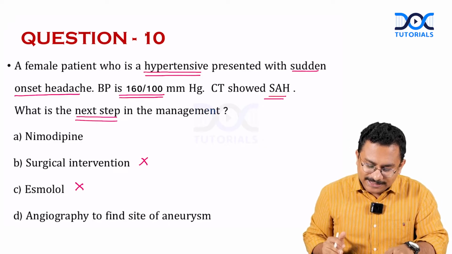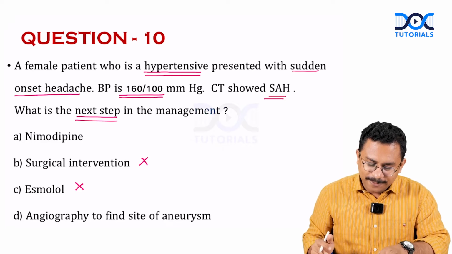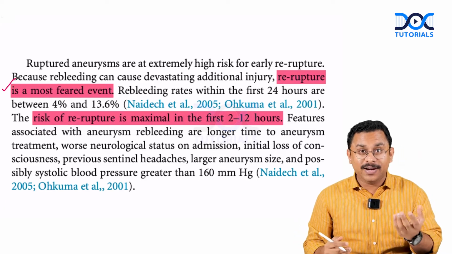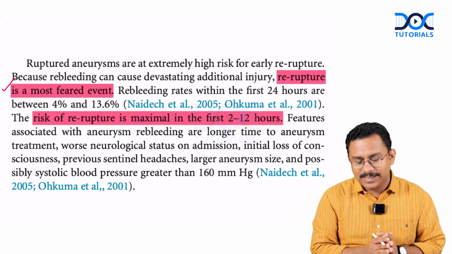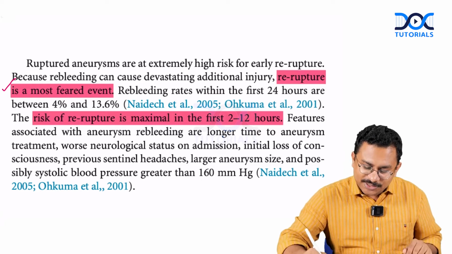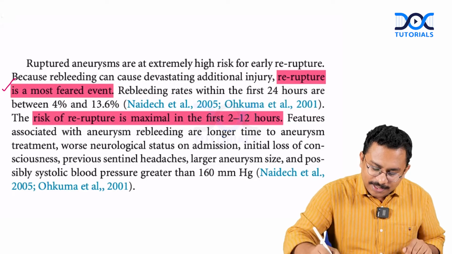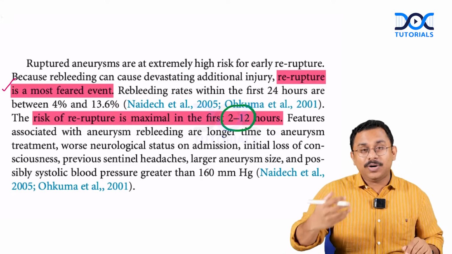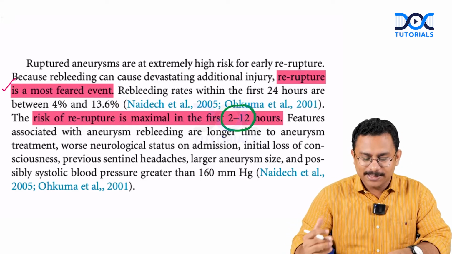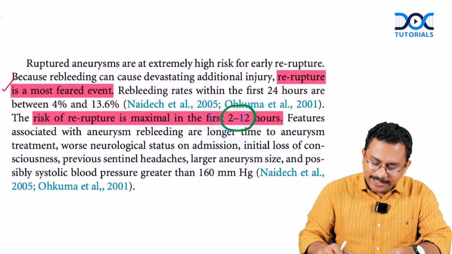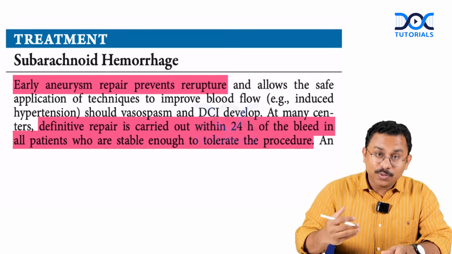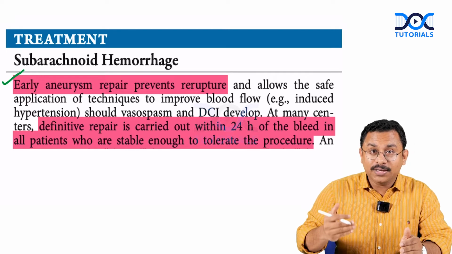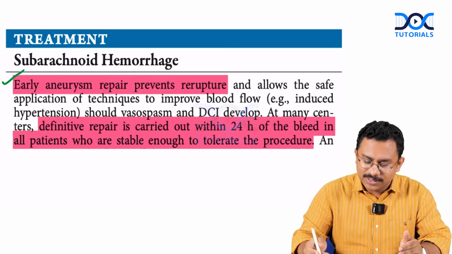If you look at the Harrison's textbook also, you will see that re-rupture in case of berry aneurysm is a feared event. This is in the chapter of the subarachnoid hemorrhage, and they have also written the risk of re-rupture is maximal in the first 2 to 12 hours. So it is the initial hours that the risk of re-rupture is maximal. Which is why, if you look again at Harrison, the treatment part for aneurysm, early aneurysm repair prevents re-rupture, and a definitive repair carried out within 24 hours of the bleed.